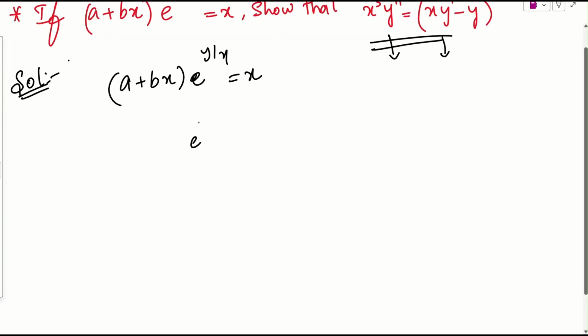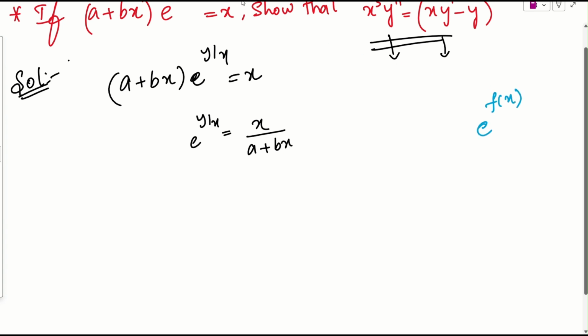This is nothing but e raised to the power y by x is nothing but x by a plus bx. This multiplication part, if it goes to the right side, it will be in the division, agree? So what should we do? This is in the form of function raised to the power some constant. So let us assume this is in the form of some constant, e times function, agree?